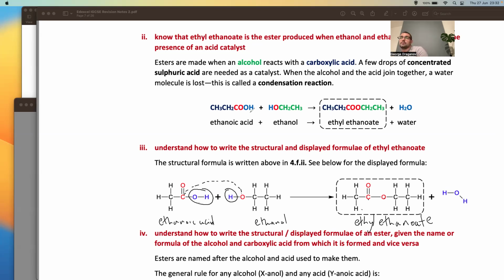This is the displayed formula that's used in the equation, which is perfectly acceptable, but you should also understand it with structural formulae. So here they've actually made a little mistake. In this particular note, this should say propanoic acid because it has 3 carbons. So this will be propanoic acid plus ethanol, which brings an interesting point. The name of this would still be ethyl, but then it'll be propanoate.